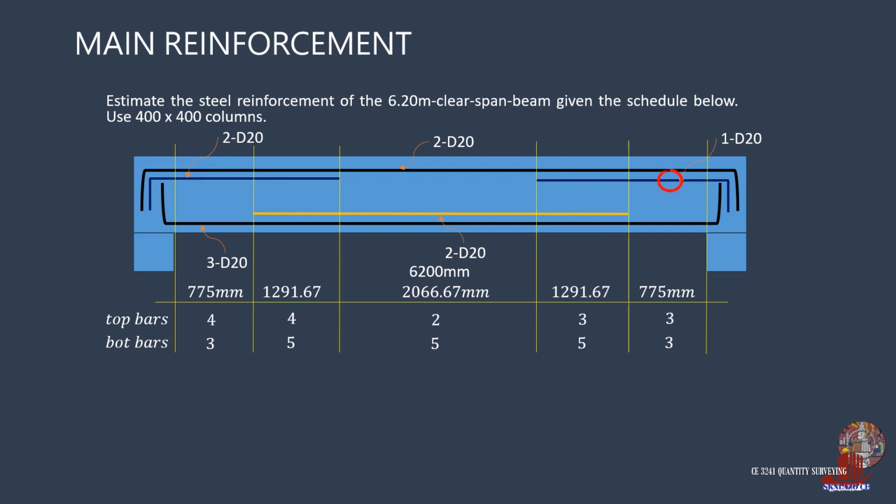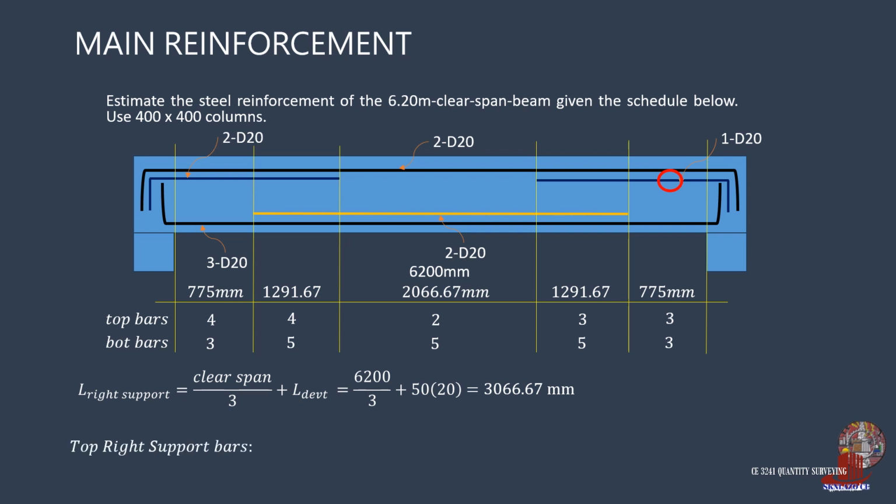For the right support, there is one D20 with length measured similarly as the left support, and that is a third of 6,200 plus a development length, giving 3,066.67 mm. So there is one D20 by 3.07 meters for the top right support.